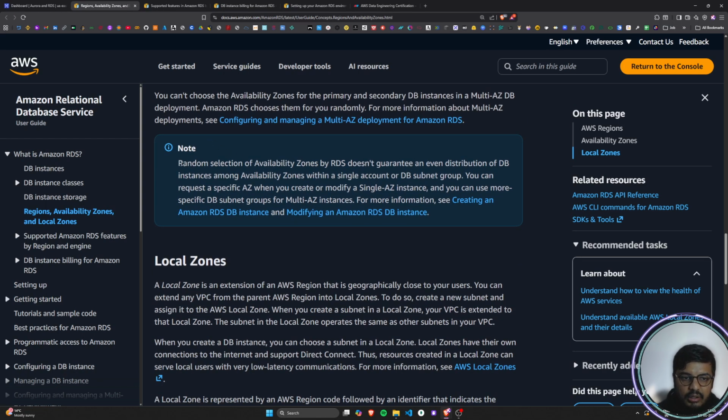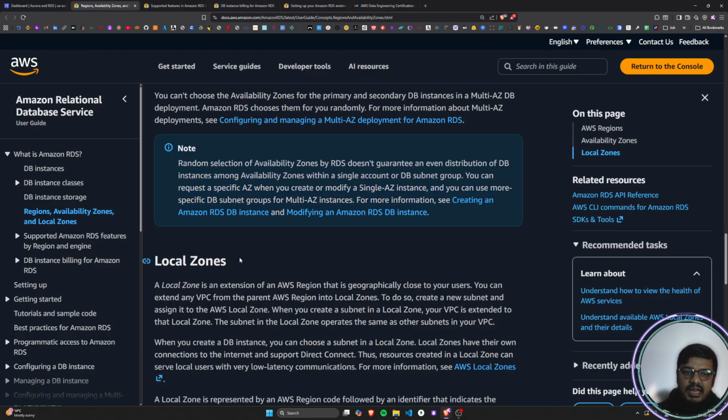Okay, note, random selection of availability zones by RDS does not guarantee an even distribution of database instances among the availability zones within one single account or database subnet group. You can request a specific availability zone when you create or modify a single availability zone instance, and you can use more specific database subnet groups for multi availability zone instances. For more information, you can go on to this particular link, right?